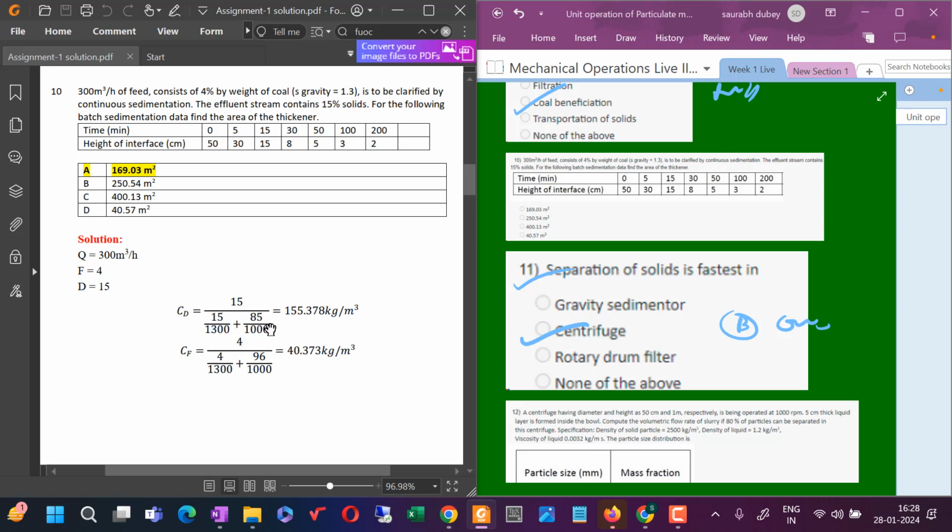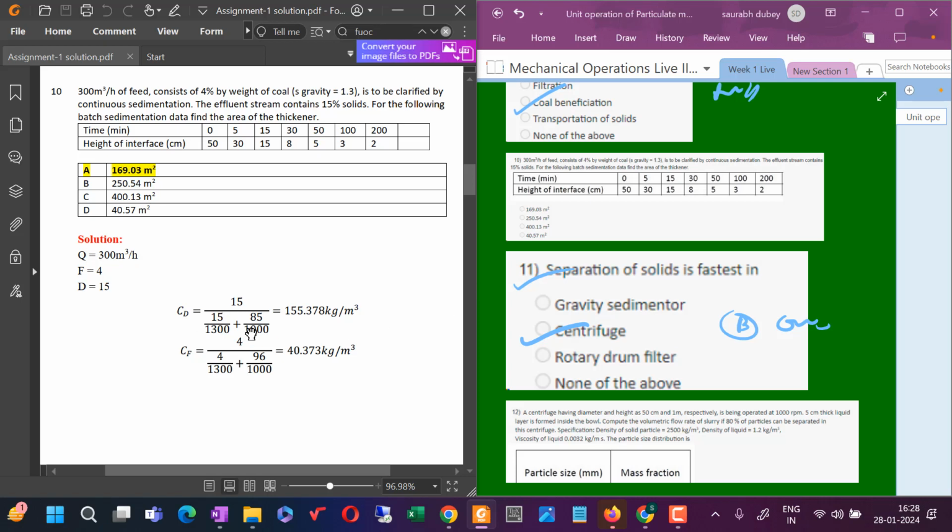So finally you will have this in kg, and this is kg per meter cube, the density. 1300 is the density, so 1.3 is the specific gravity, and for water you know that 1000 is the density. So now you are very clear with this part, which is sedimentation. So this sedimentation is clear.